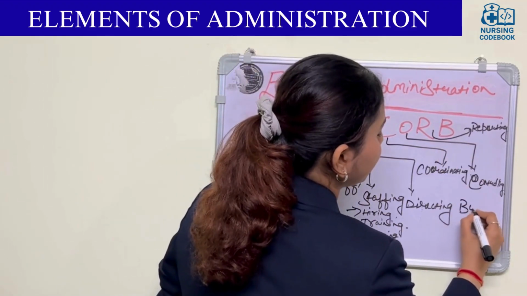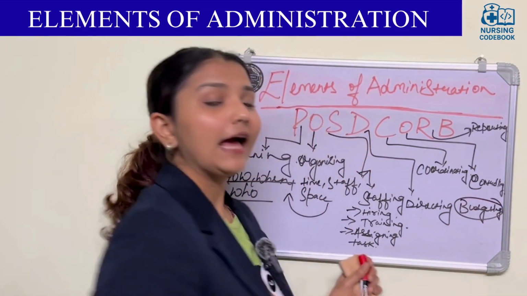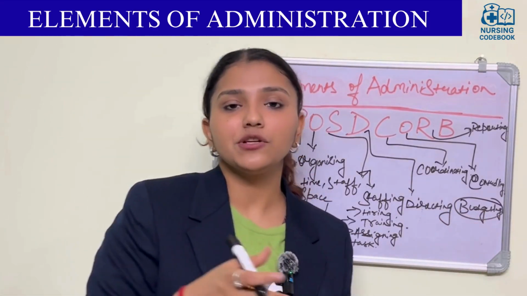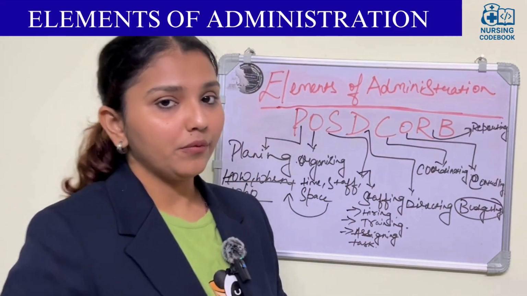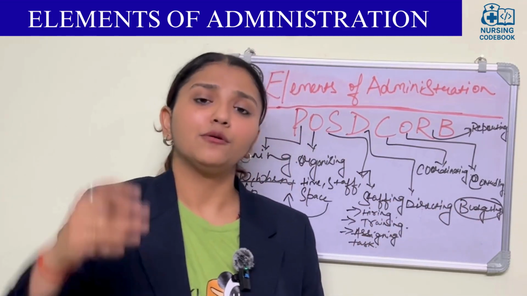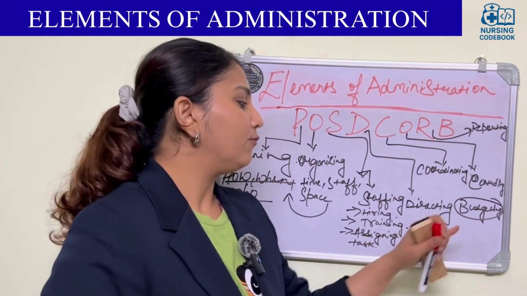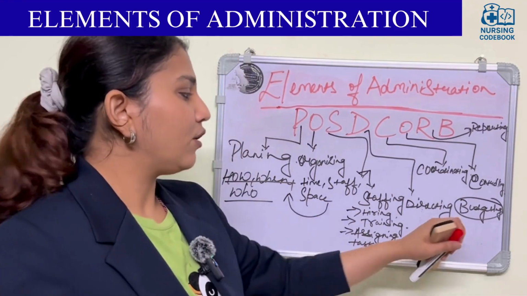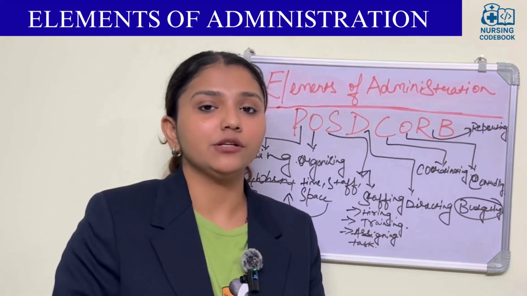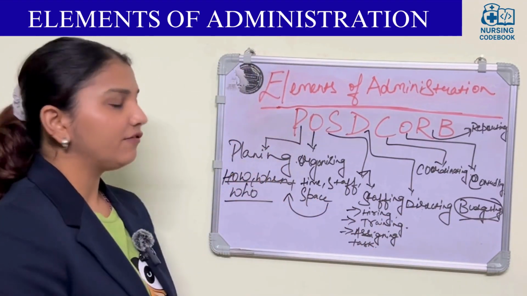B stands for budgeting. So what is budgeting? Budgeting means allocation of financial resources. Each department in a hospital setting, and the head of the department, will prepare a budget for their respective department: what materials are required, how many staff are required in one department, and what other things are required. All these things will be prepared by the HOD, and this preparation and allocation will come under budgeting. So I hope you have understood the elements of administration.